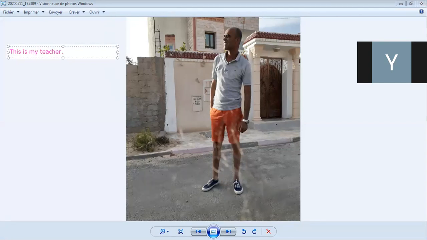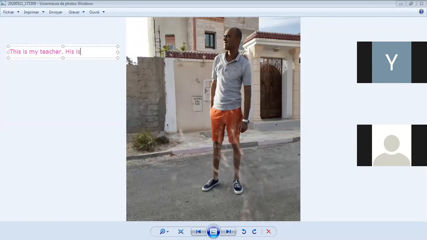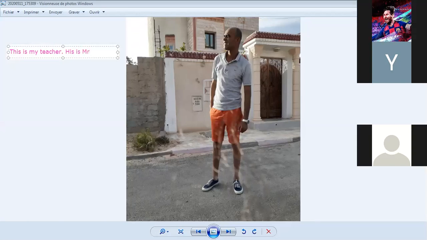So what's his name? Right. So his name is Mr. Don't forget Mr. His name is Mr. Arif. Okay. Now let's describe him. Is he short or tall? Tall and slim. Make a sentence. Tall and slim. Wow, he is tall and slim. Correct.